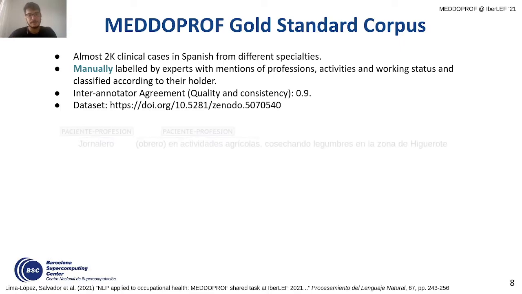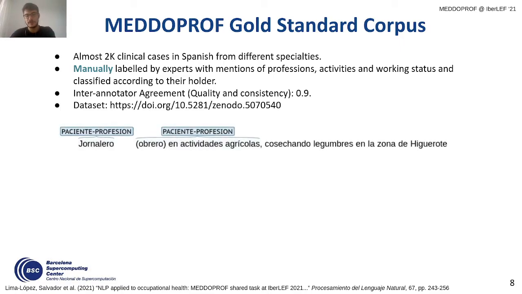Here is the link. I want to show you some examples just so you know what the corpus looks like on annotations. For example, this sentence, "jornalero obrero en actividades agrícolas, cosechando legumbres en la zona de Iguerote," roughly translates to farmer, worker in farming activities, farming legumes in the Iguerote zone.